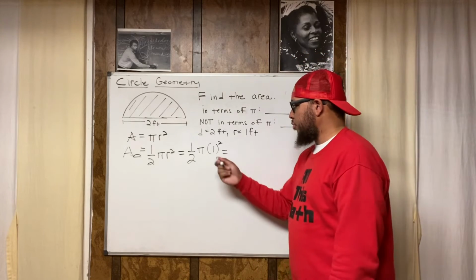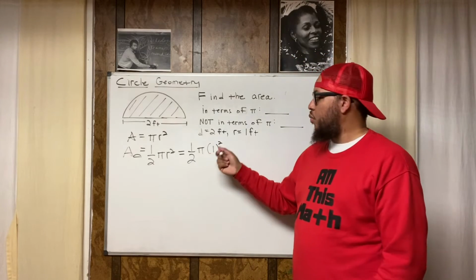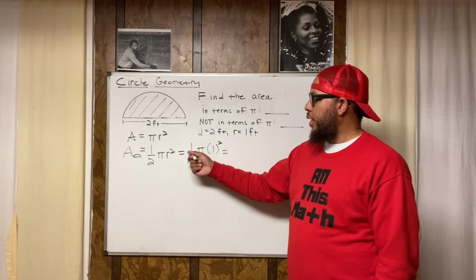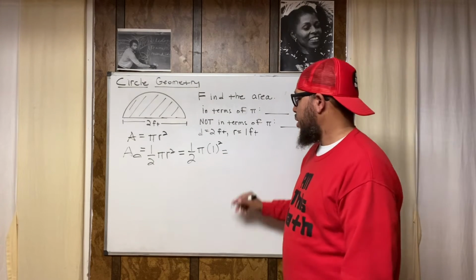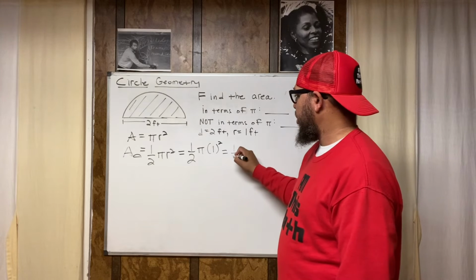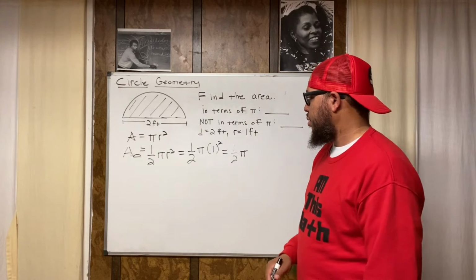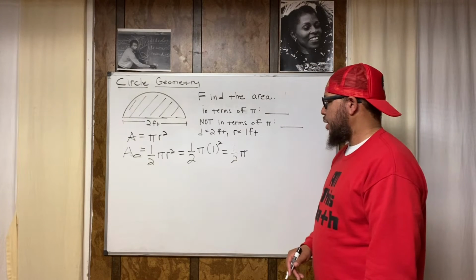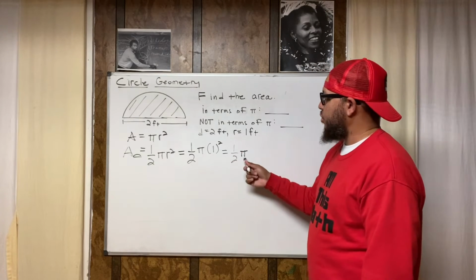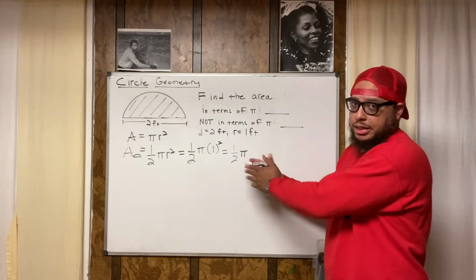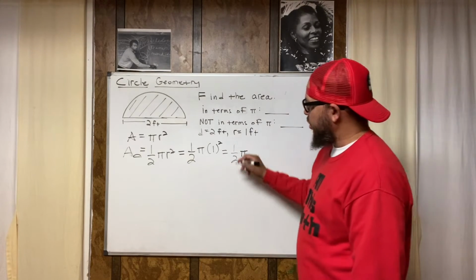So order of operations, we use the exponent first. 1 squared is just 1. 1 times 1, that's 1. Then we have 1/2 times 1, which is just 1/2. So that leaves us with 1/2 pi, right? Now, because our answer is going to be in terms of pi, we want pi in the final answer. So we could leave an answer like that. This could be our final answer.